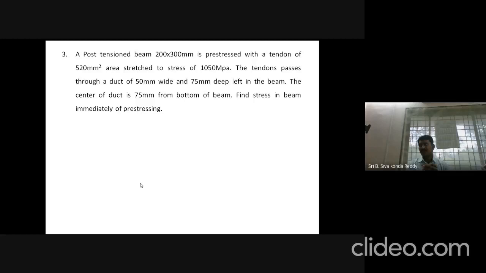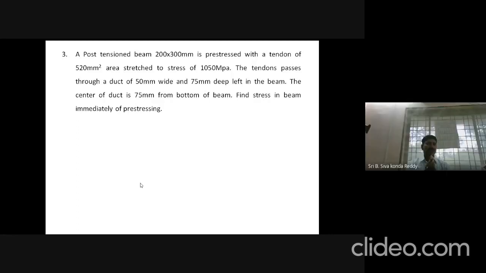Can you dictate this? A post-tensioned beam 200 by 300 mm. Your friend should write. No, it is not reading to me, your friend should write. Okay, sir.